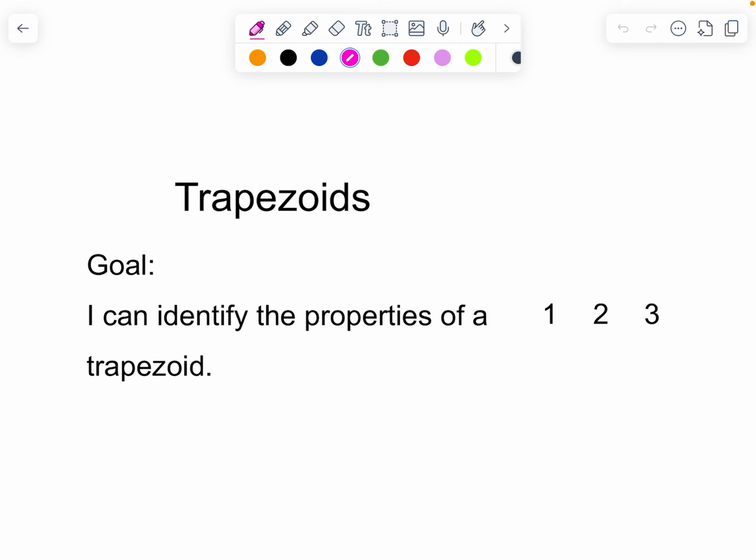All right, this lesson's called Trapezoids. Our goal for today is I can identify the properties of a trapezoid. Go ahead and rate yourself on the scale of 1, 2, 3.